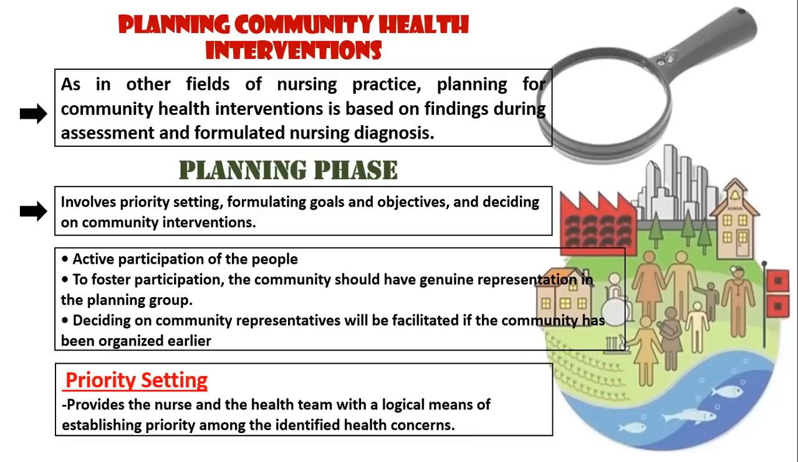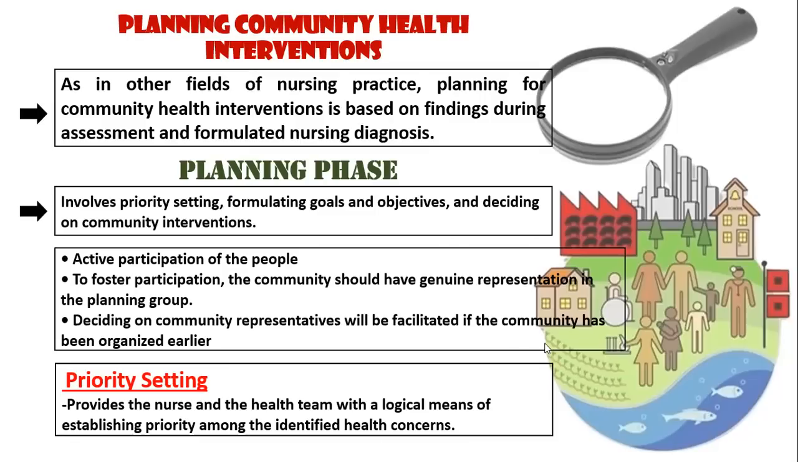So, sa planning phase natin involves priority setting. So, formulating goals and objectives and deciding on community intervention. So, mayroon tayong active participation of the people. To foster participation, the community should have genuine representation in the planning group. Decide on community representative will be facilitated in the committee that has been organized earlier. So sa priority setting natin, ito lang.